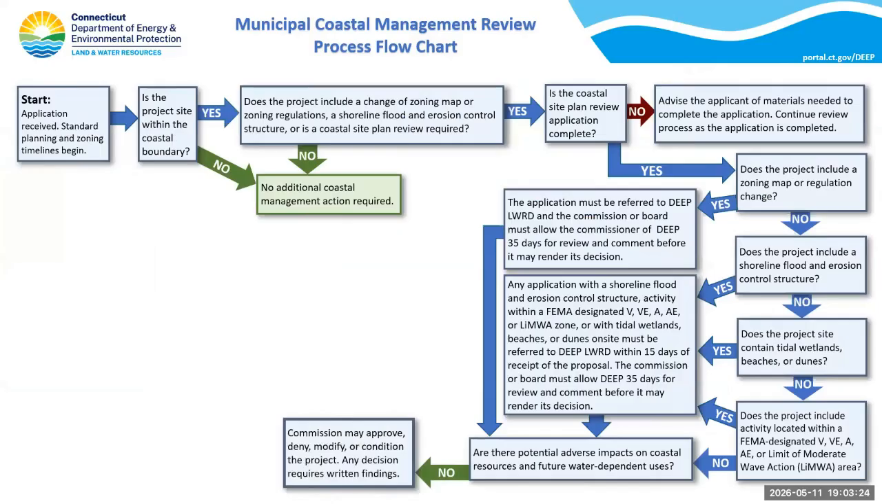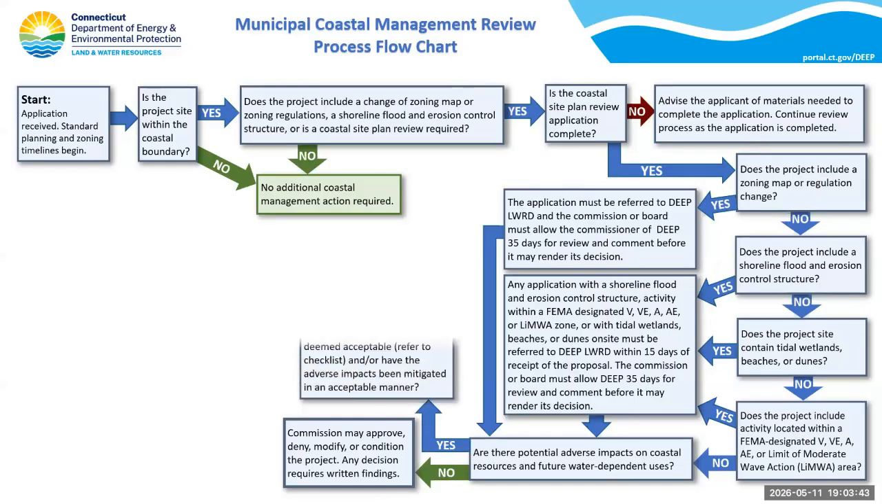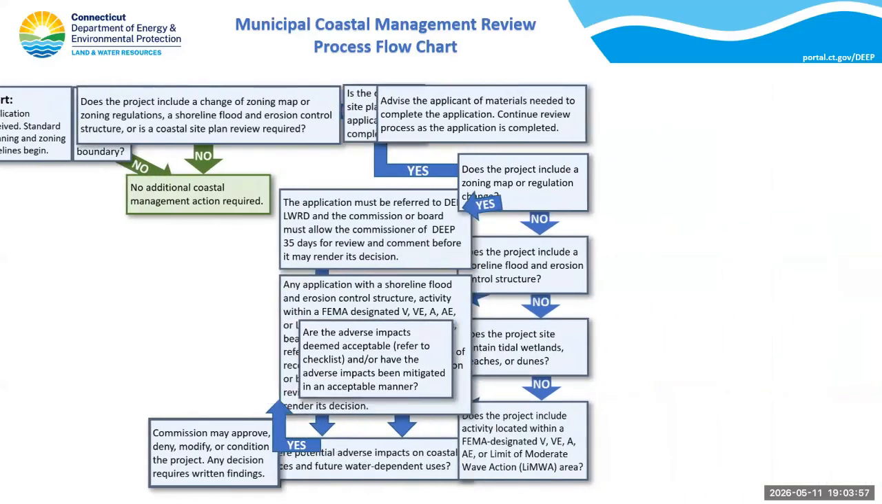So if any of those potential adverse impacts do exist, you're going to move on in your review. If not, that is the point where the commission may approve, deny, modify, or condition the project. Any decision requires written findings, but if there's no adverse impacts, you just move on to the commission's review of whatever other aspects of the project there are. If there are adverse impacts, then the commission must deem those adverse impacts acceptable or not acceptable. So you look at whether the adverse impacts have been mitigated in an acceptable manner.